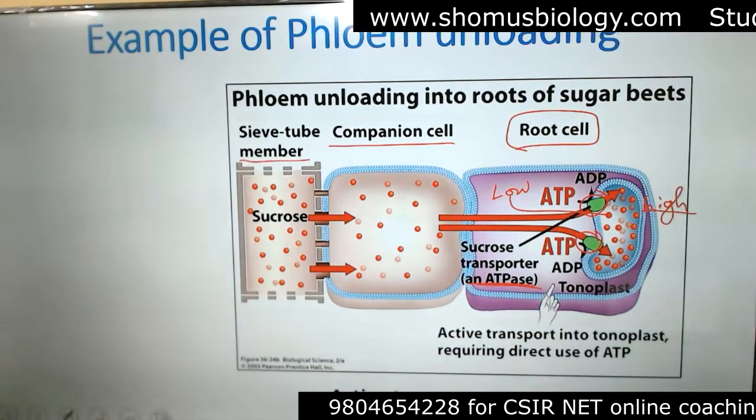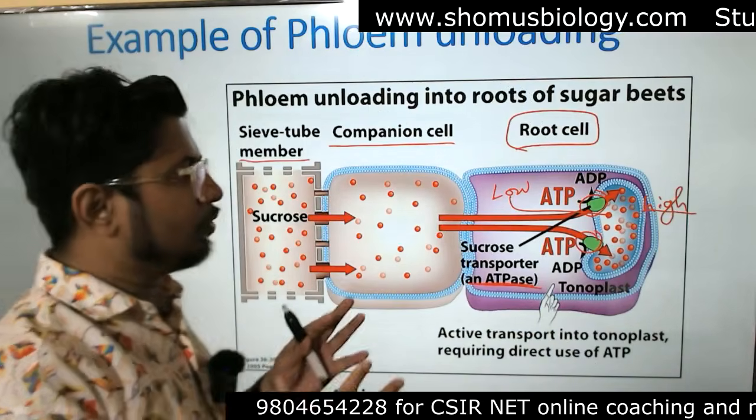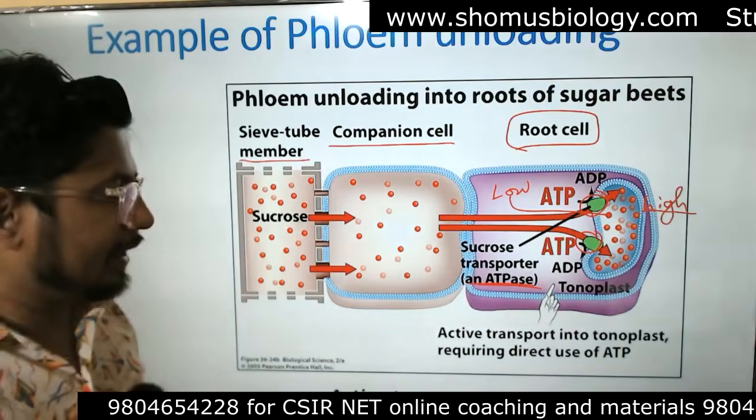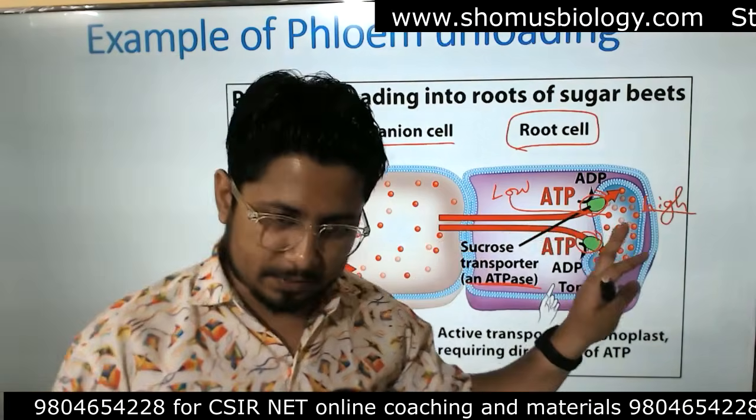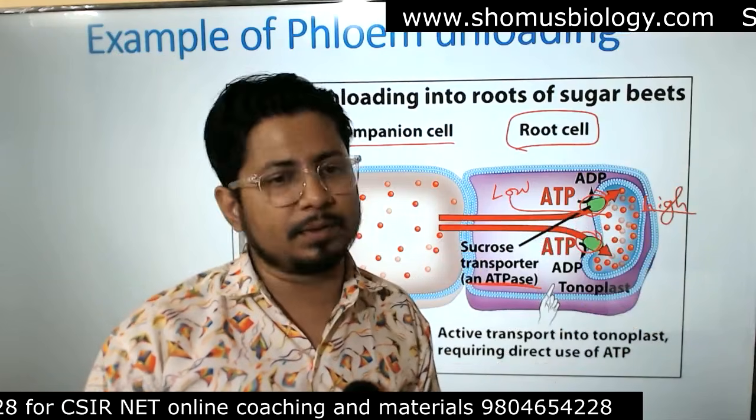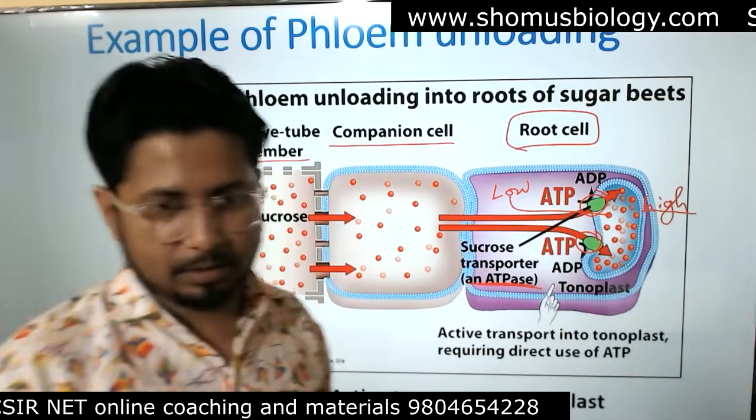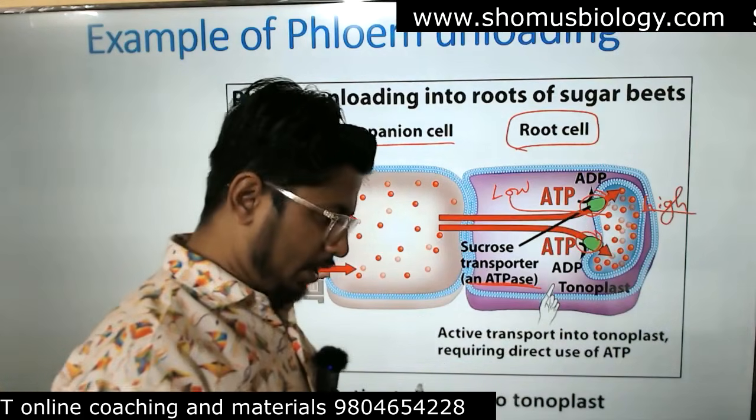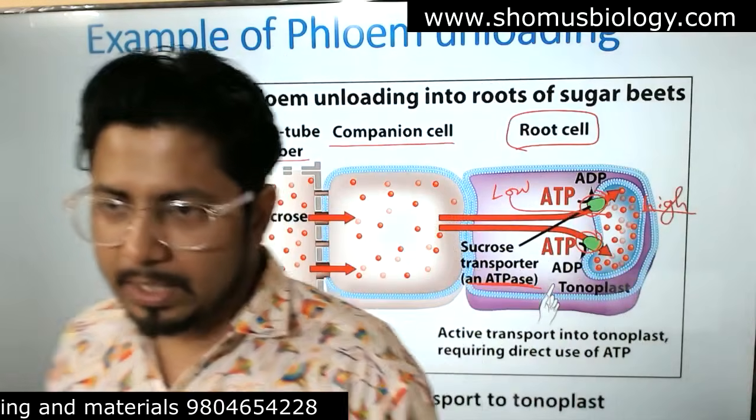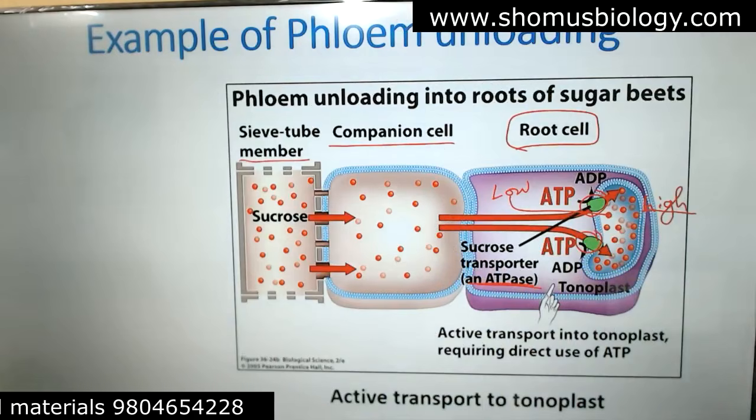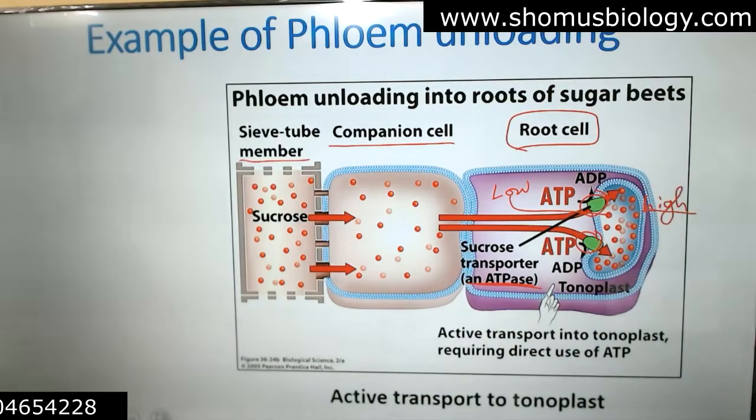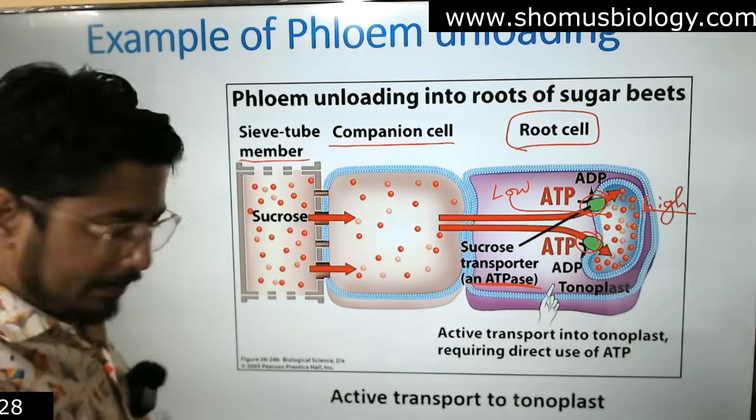So if we are transporting sugar to a specialized sugar storage cell into the tonoplast, then you use direct active transport, primary active transport. In other cases, we use secondary active transport utilizing co-transporters, or without the co-transporter, if the sugar is moving from high to low concentration, then there is a passive transport. Okay, so sugar unloading or phloem unloading can be passive transport based as well as active transport based, both primary active as well as secondary active transport.